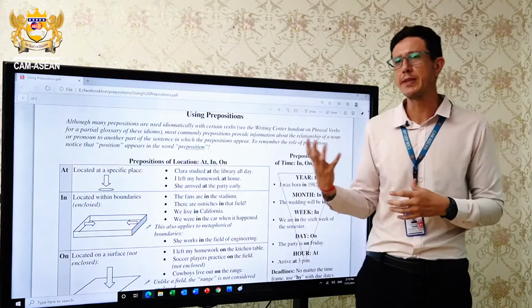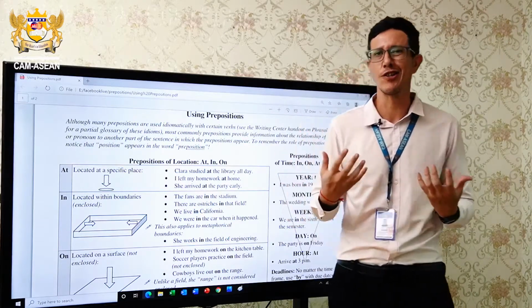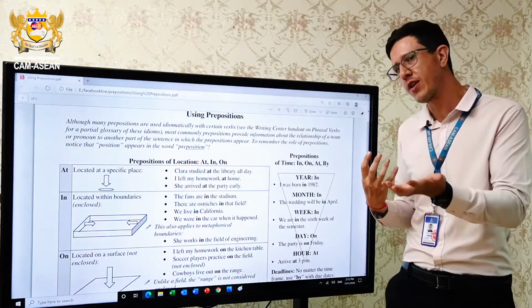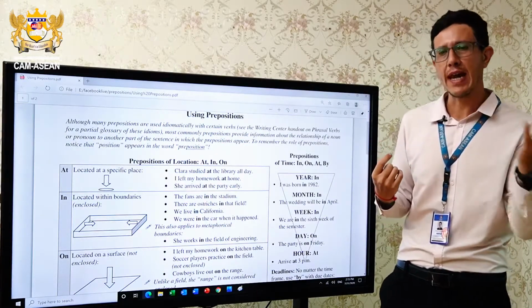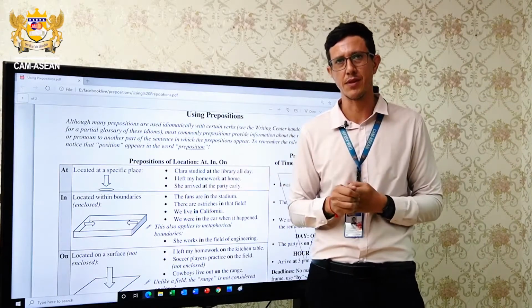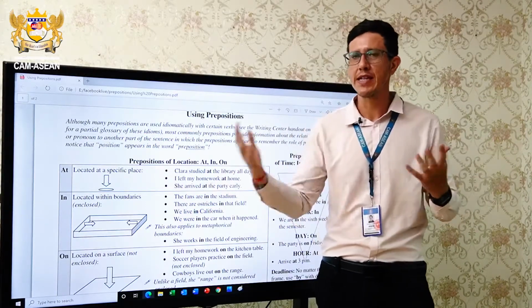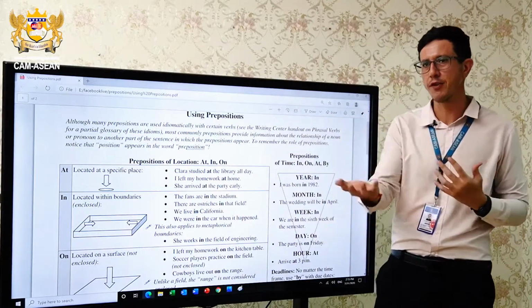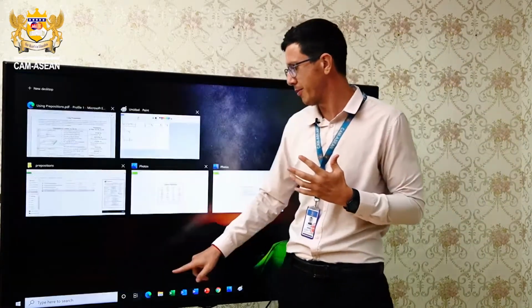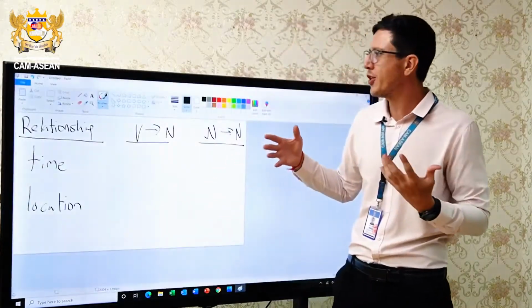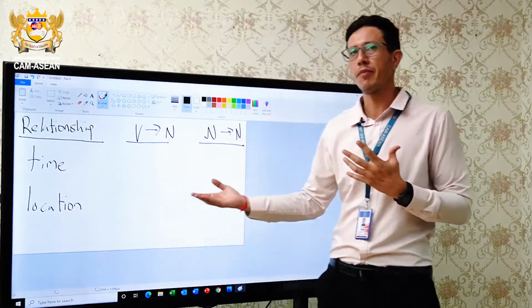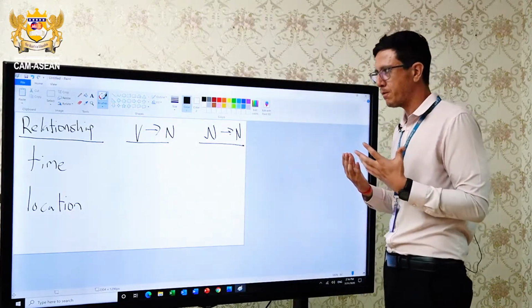Prepositions are words we use to show the relationship of a noun to action, or a noun to basically any part of the sentence after the preposition. So it could be noun to noun, noun to verb, verb to noun. That's what we're really talking about. It's the relationship. So it can be the relationship of time, or usually the relationship of place. And that's what we're talking about.